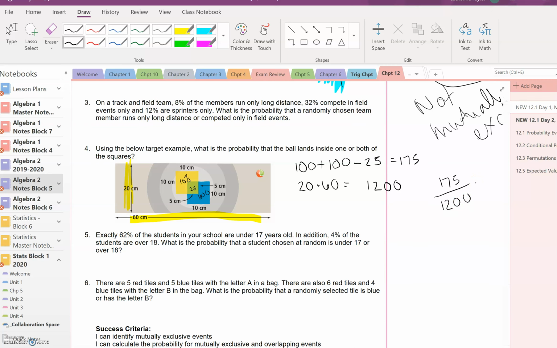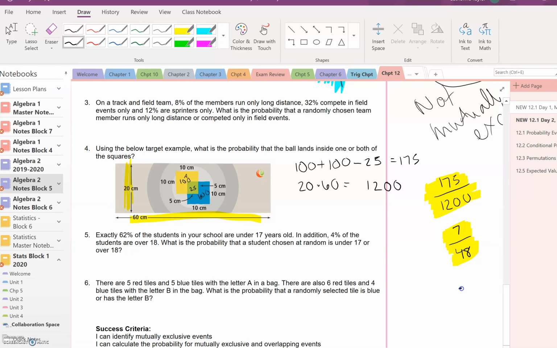Now I believe that fraction simplifies. Yes, so I just typed it into my calculator. If I type in 175 divided by 1,200, that fraction simplifies to 7/48. So if you're struggling with this, maybe on the Desmos activity you got 175 out of 1,200, maybe you just need to simplify your fraction, because I know it does. Ms. Wiley actually programmed that, so it has to be in the exact format that she typed it in. So the probability of bouncing that ball and landing inside one or both of the squares is 7/48.